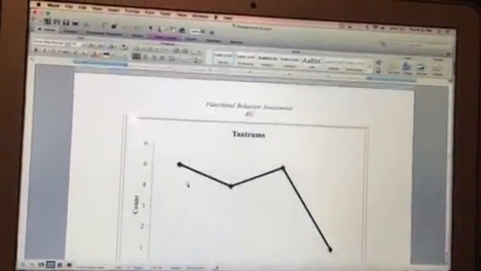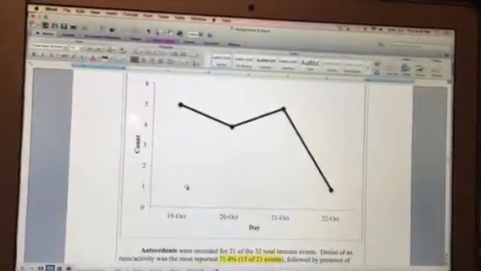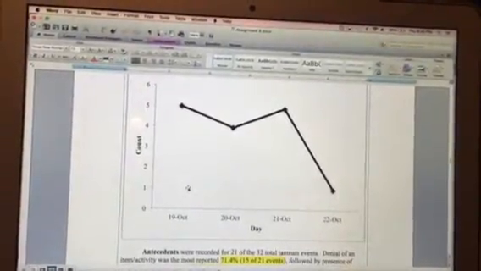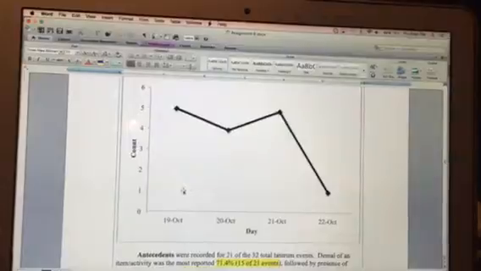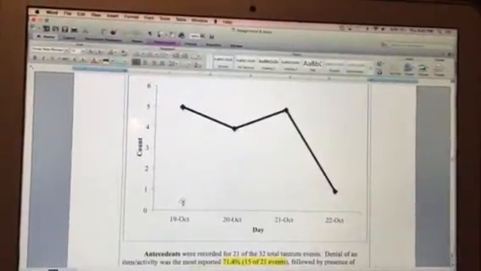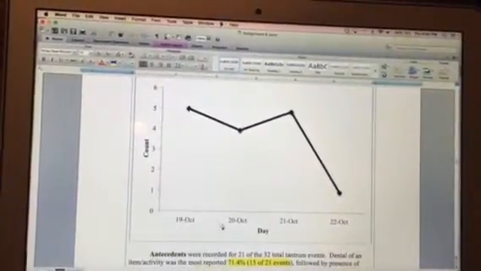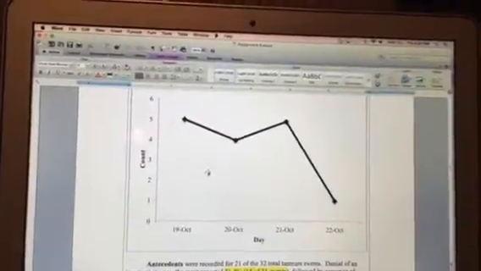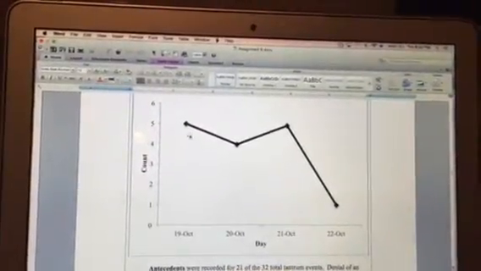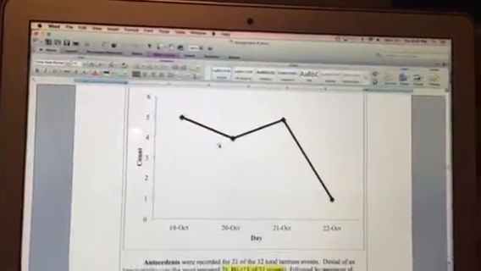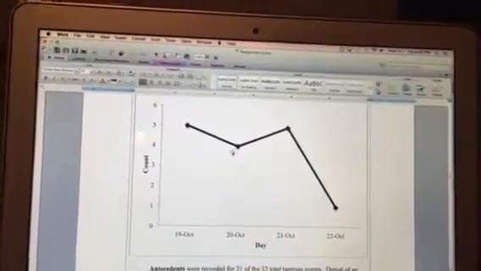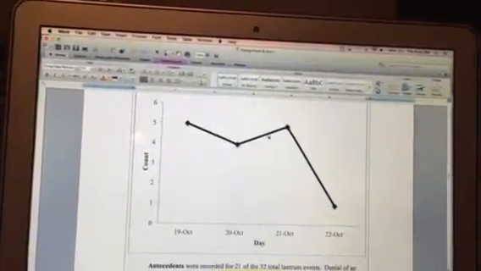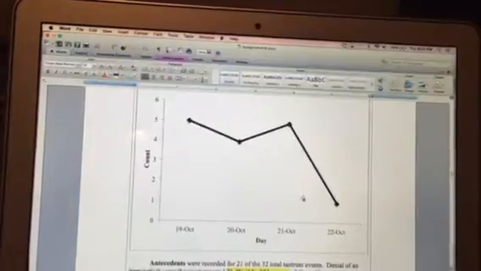The next graph shows us the number of tantrums that occurred during the ABC checklist data. Across those 4 days of ABC checklist data, there were 5 tantrums on the first day, 4 on the second, about 5 on the third, and then only 1 on the fourth.